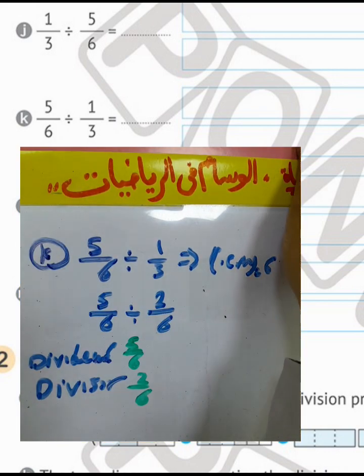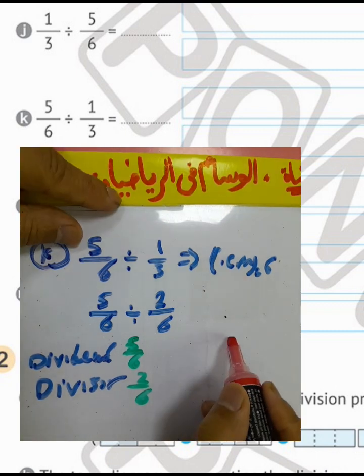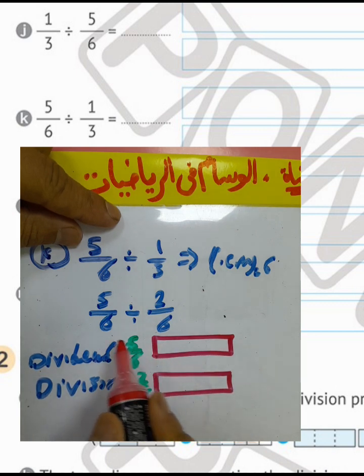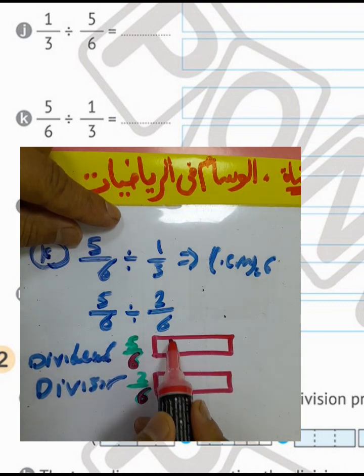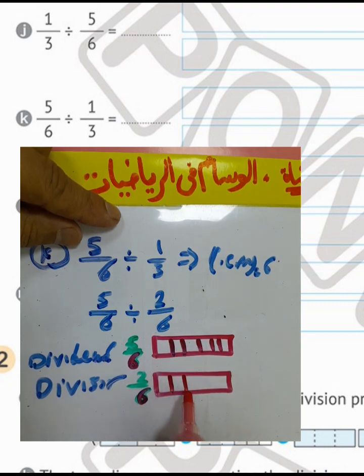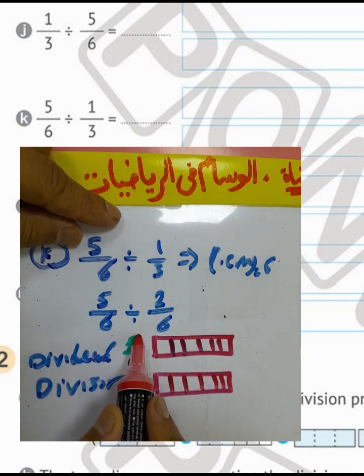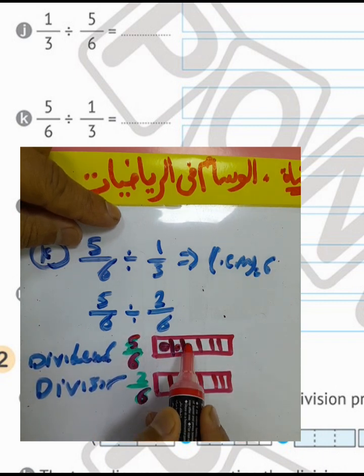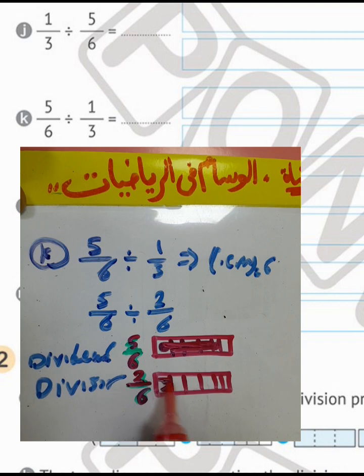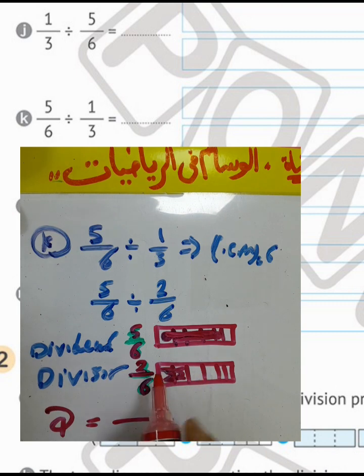Then we will draw here one model and here one model, typical tab diagram, and divide each one of them into 6 parts. 1, 2, 3, 4, 5, 6, 1, 2, 3, 4, 5, and 6. Color from the first 5 parts, and here 2 parts colored. Then the quotient will be the number of parts colored in the dividend, 5, over the number of parts colored here, 2. Then the result will be 5 over 2.